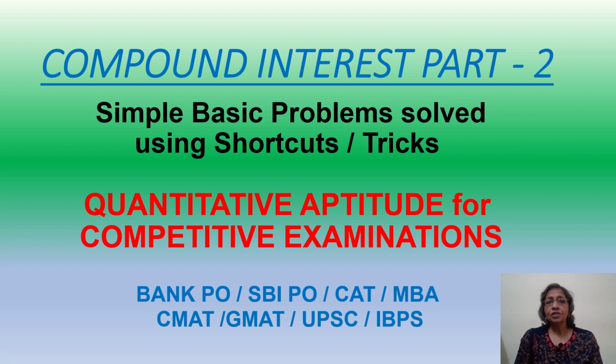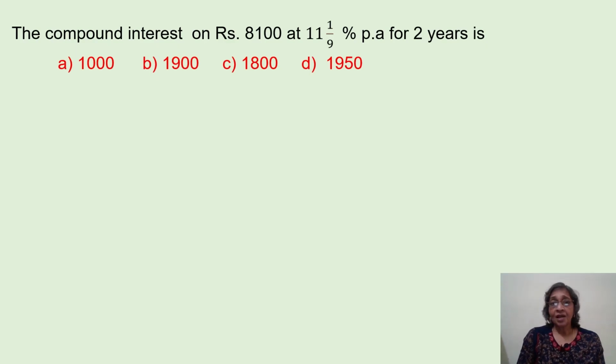Now, these problems will all be useful to the children who are appearing for their competitive exams. So, let's get started. The first sum, compound interest on 8,100 at 11.19% for 2 years.